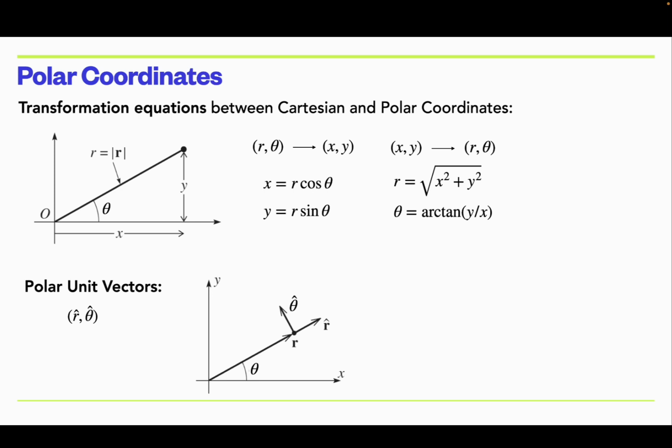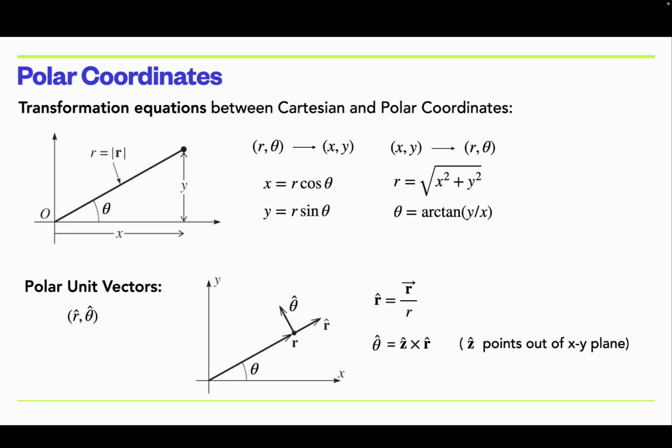Unit vectors in polar coordinates are kind of surprising. Our unit vectors depend on where you are in the plane. So if we have a point here, our displacement vector goes from the origin out to that point. R hat is going to be a unit vector pointing in the same direction as R. So you can write R hat as just the R vector divided by its magnitude.